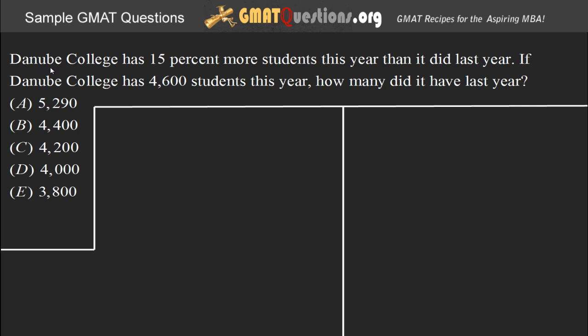Let's read the question. Danube College has 15% more students this year than it did last year. If Danube College has 4,600 students this year, how many did it have last year? Now, this question doesn't seem to be very difficult, but I believe the challenge is going to be how to come up with a correct answer fast. Okay, so let's go for it.